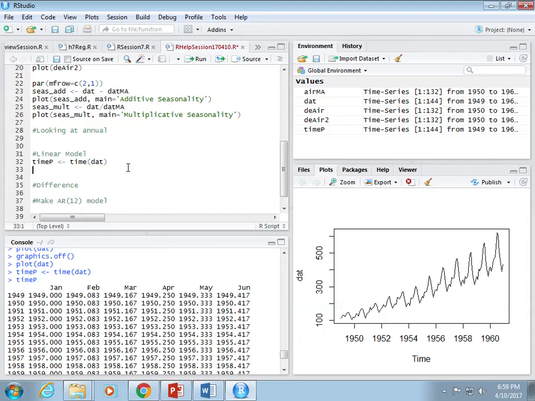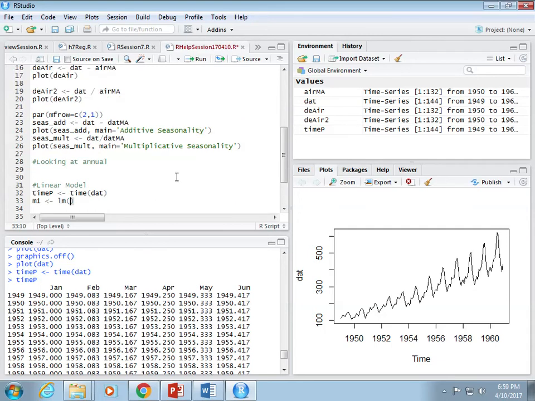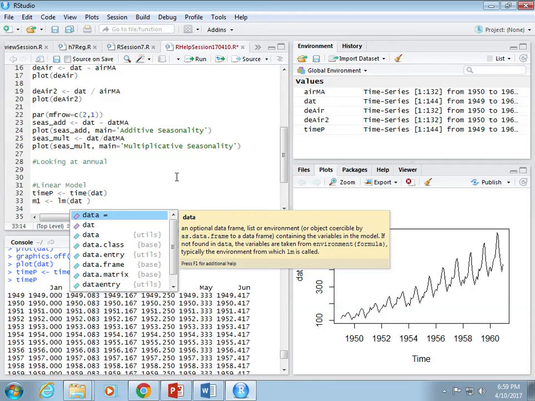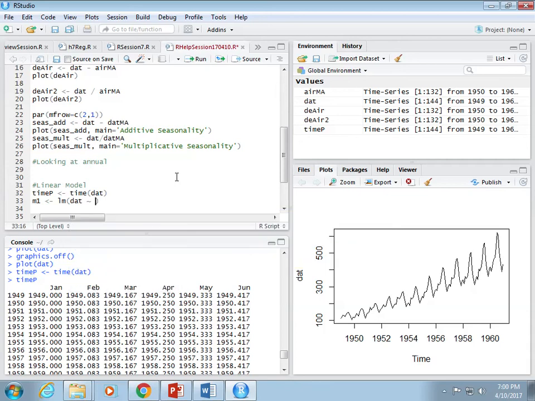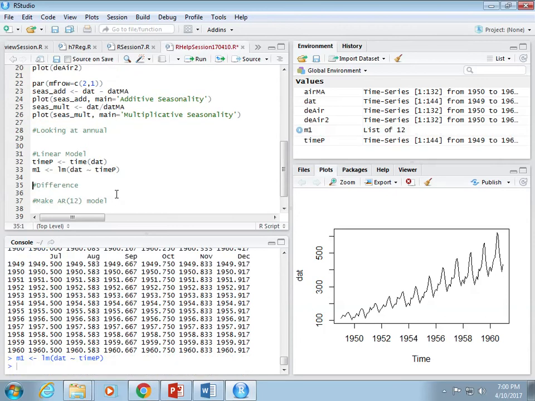Nothing special, so I'll call it M1. It's a linear model where we're regressing the passengers as a function of time. I'm working with separate vectors, they aren't in a data set, so unfortunately there's no data argument or anything, you just run this. And we can see a summary of the model.